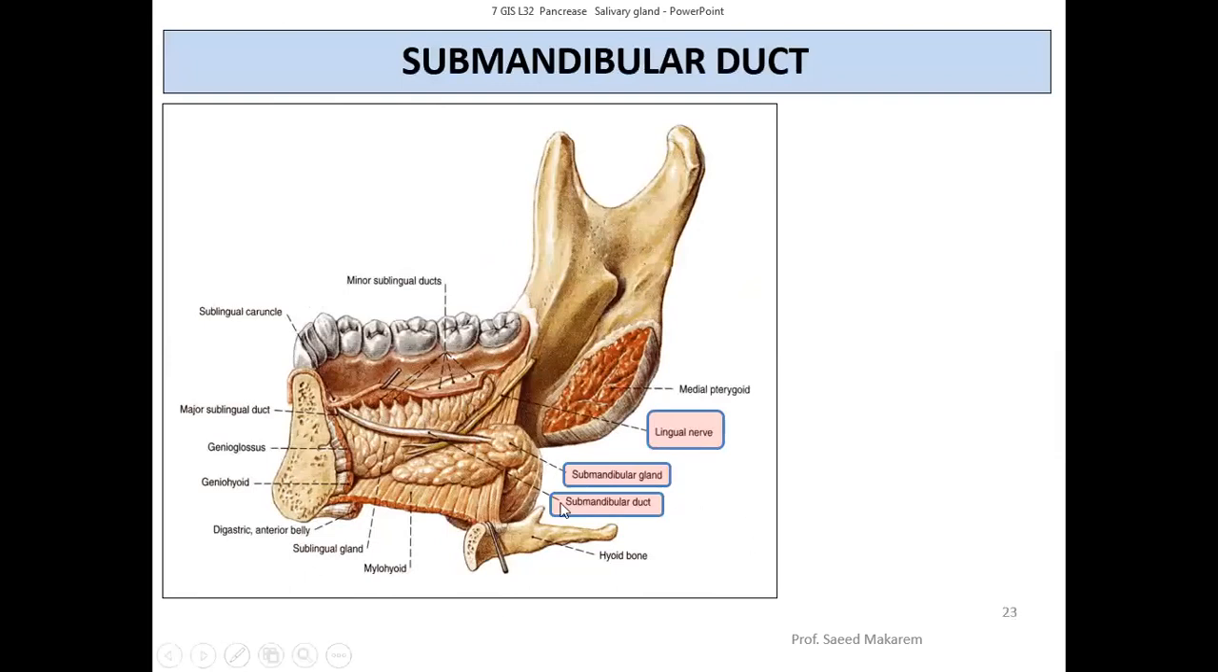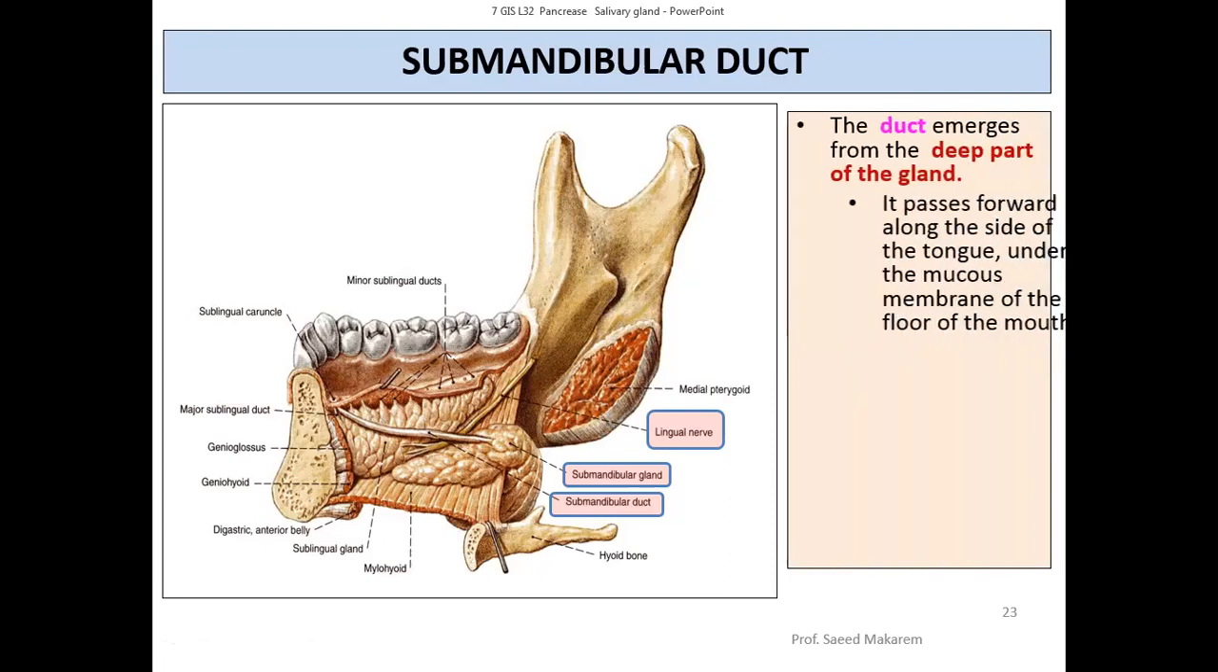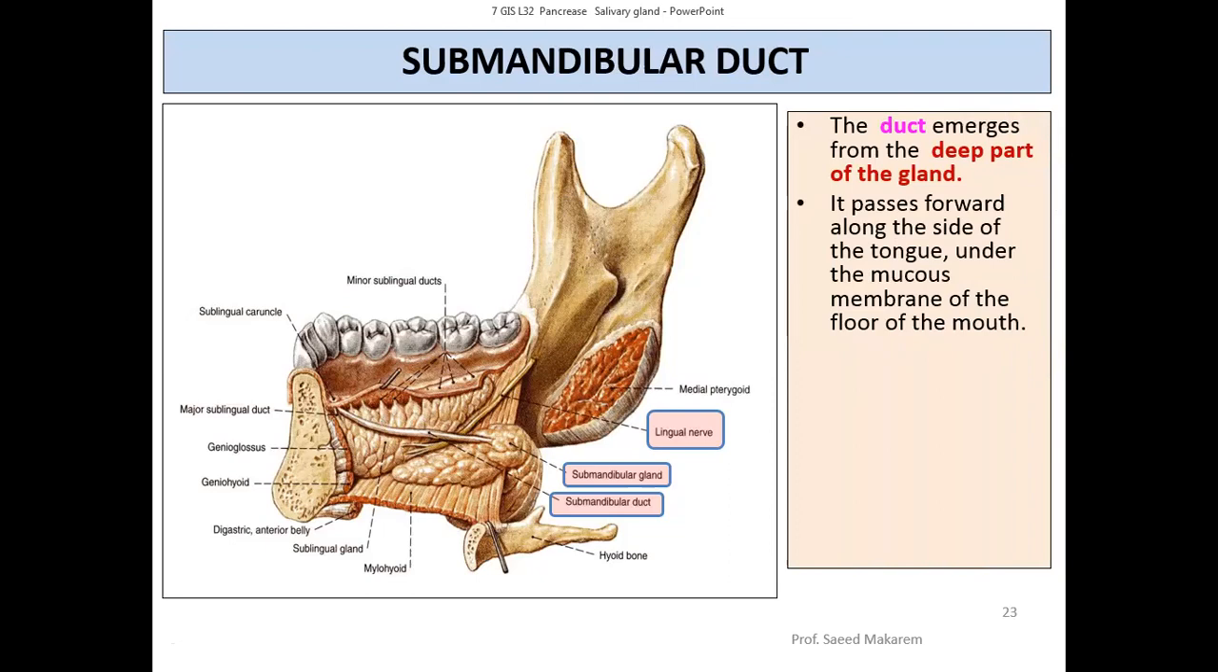And this is the duct. This is the gland here, the superficial part, the deep part of the submandibular gland, and this is the duct going all the way and opening into the floor of the oral cavity. The duct emerges from the deep part of the gland, as you can see in the picture. It passes forwards along the side of the tongue under the mucous membrane of the floor of the mouth, and it is crossed laterally by the lingual nerve.